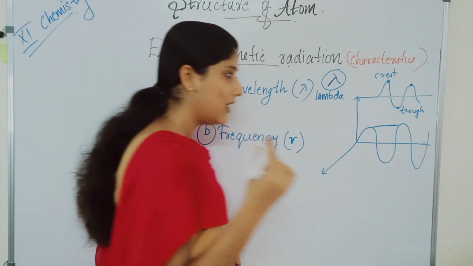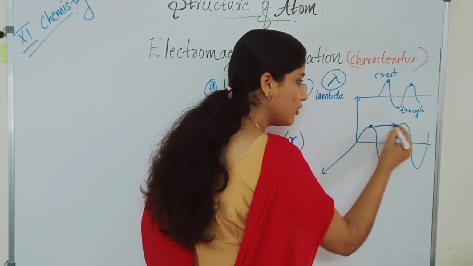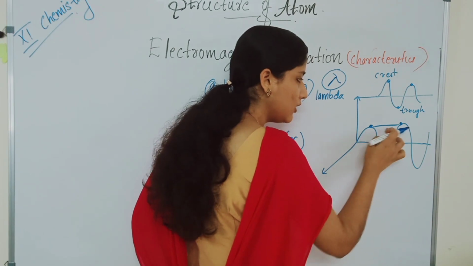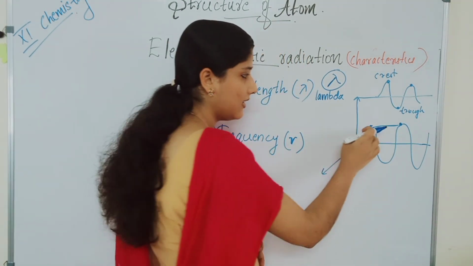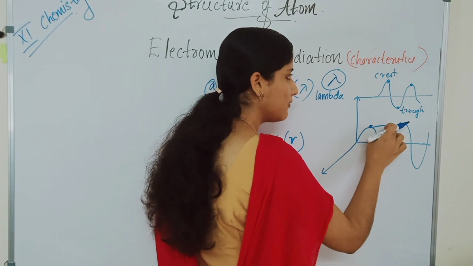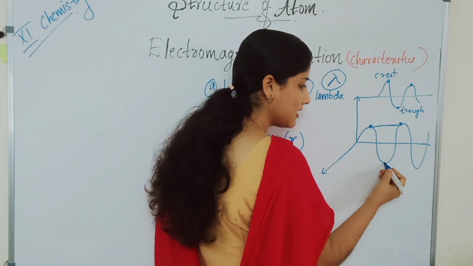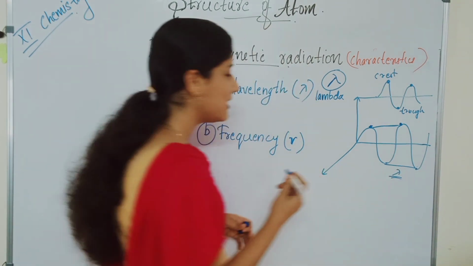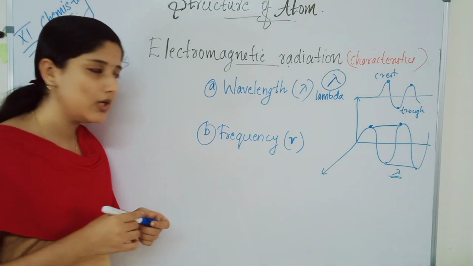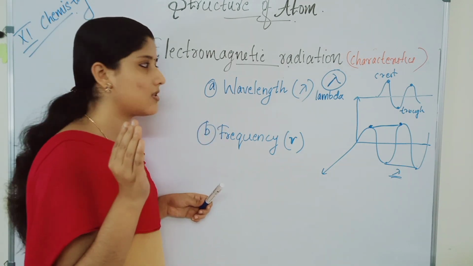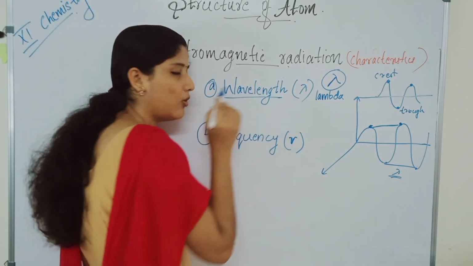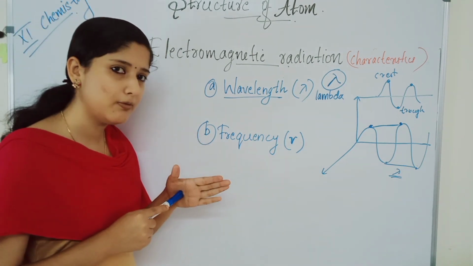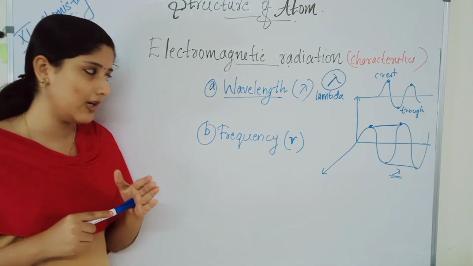What is wavelength? The distance between two neighboring crests or two troughs is called the wavelength, or lambda. Note down, children, the distance between two consecutive troughs or crests is called the wavelength.